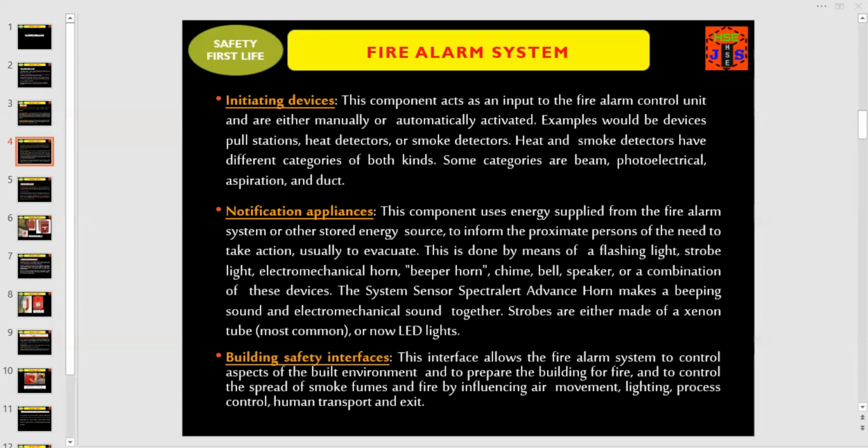This interface allows the fire alarm system to control aspects of the built environment and to prepare the building for fire, and to control the spread of smoke, fumes, and fire by influencing air movement, lighting, process control, human transport, and exit.